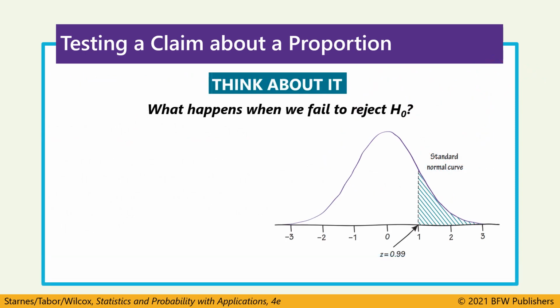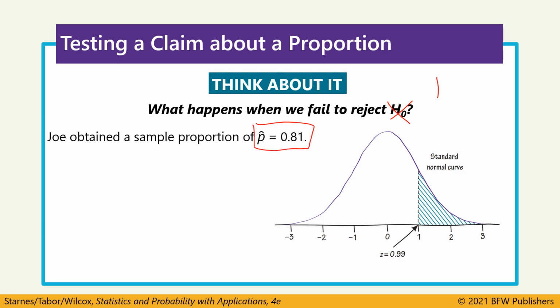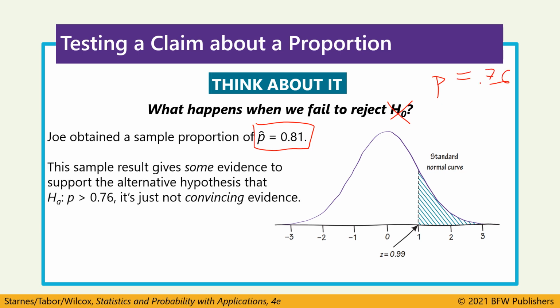One important thing to understand is that in situations where we fail to reject the null hypothesis, like the last problem, we didn't have convincing evidence that the proportion of students at Joe's school who use Instagram is above 76%. However, that doesn't mean that the null hypothesis is true. We're never allowed to conclude that the null hypothesis is true, and the reasoning is somewhat logical. So his sample proportion is 81%. That's higher than the null hypothesis, which stated it was 76%. So there is some evidence to support that alternative hypothesis that it's actually greater than that. However, it's just not convincing evidence.